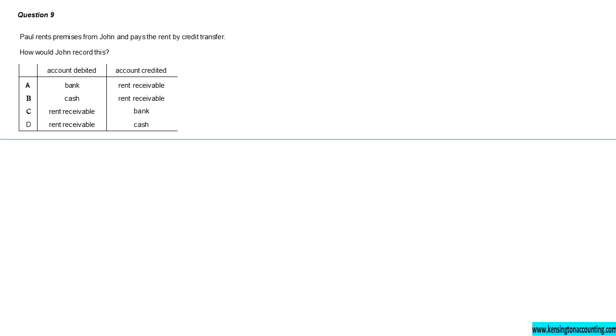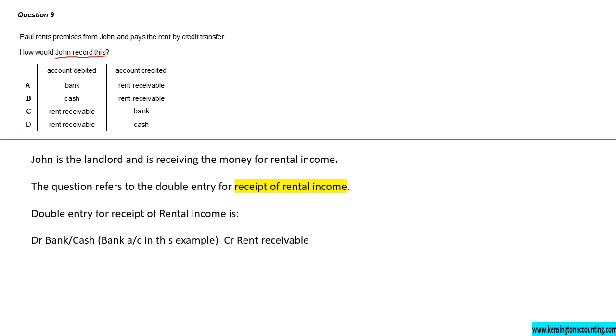Question 9. Paul rents premises from John and pays the rent by credit transfer. How would John record this transaction? So John is a landlord, and the transaction is John receiving money from Paul. John is receiving rental income, because we're talking about premises rented to Paul, and Paul is paying rental income to John. Therefore, the question is referring to the double entry for receipt of rental income.